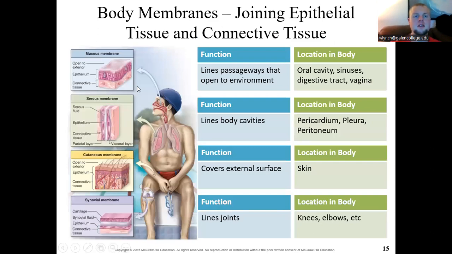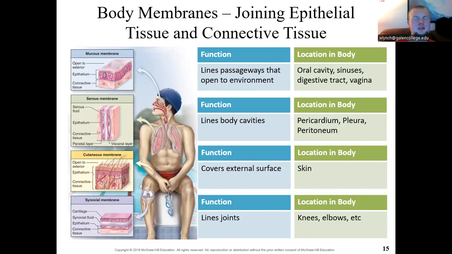Now, here we have different membranes in the body, where we might find them and what their function is. Our first one is a mucous membrane. Mucous membranes are going to line passages that are opening to the environment. So areas like the nasal cavity, areas like the pharynx and larynx in the throat. They're going to be in areas of the digestive tract as well.